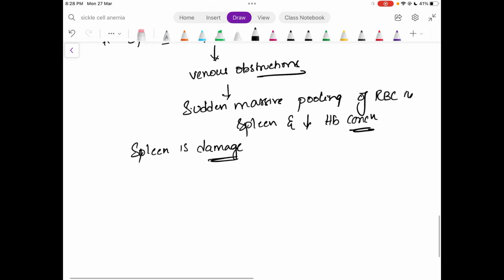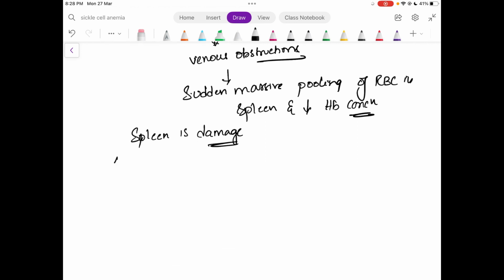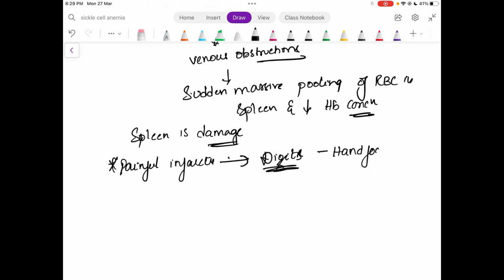And painful infarcts will occur in digits, that is fingers of the hands and toes of the feet. So infarction in those vessels will be seen and they will cause acute pain, and this will cause hand-foot syndrome.